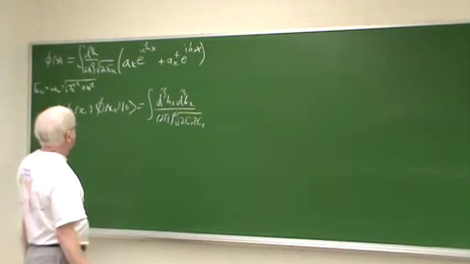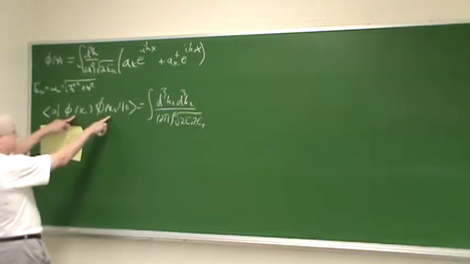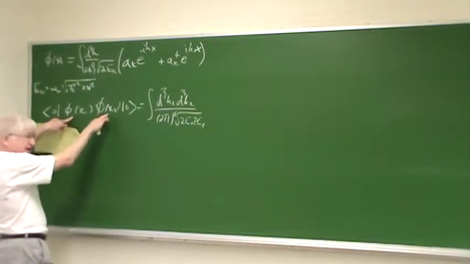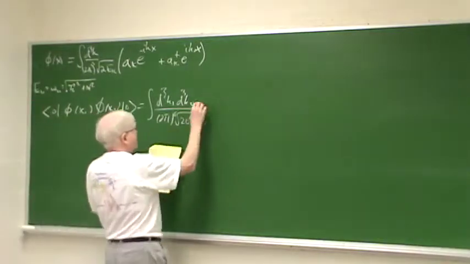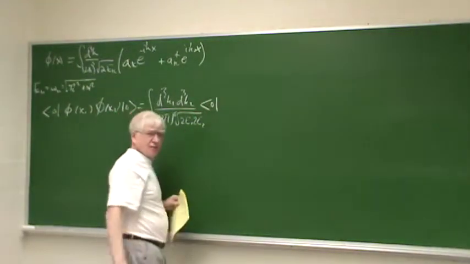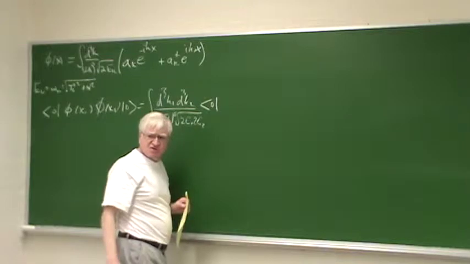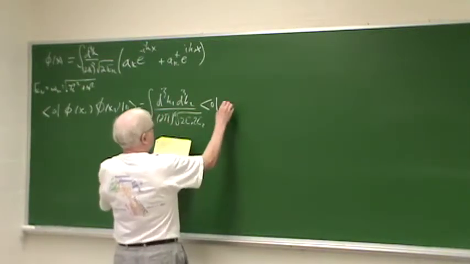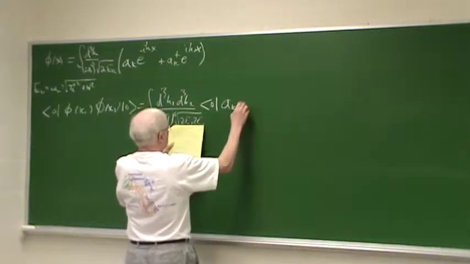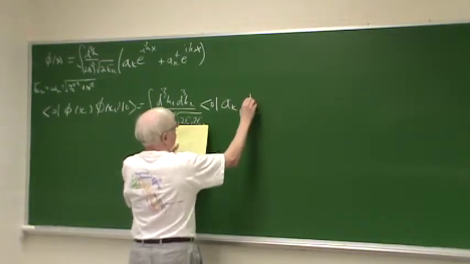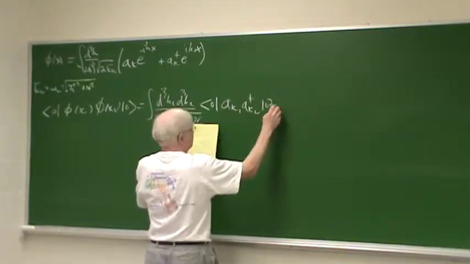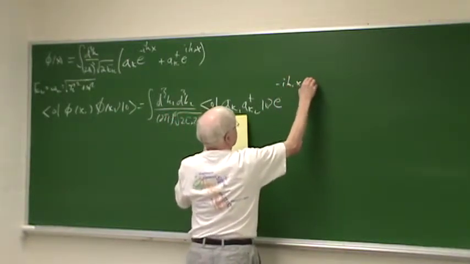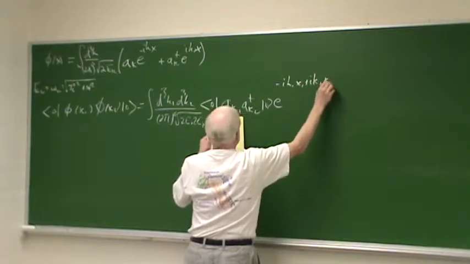And then the only way that you're not going to get 0 is if you take an a dagger from the second field and an a from the first field. I'm reviewing this. Is this too slow? Is this boring? Or maybe it's important. It's important enough that maybe it's worth doing a second time. And then we have minus i k1 x1 plus i k2 x2.